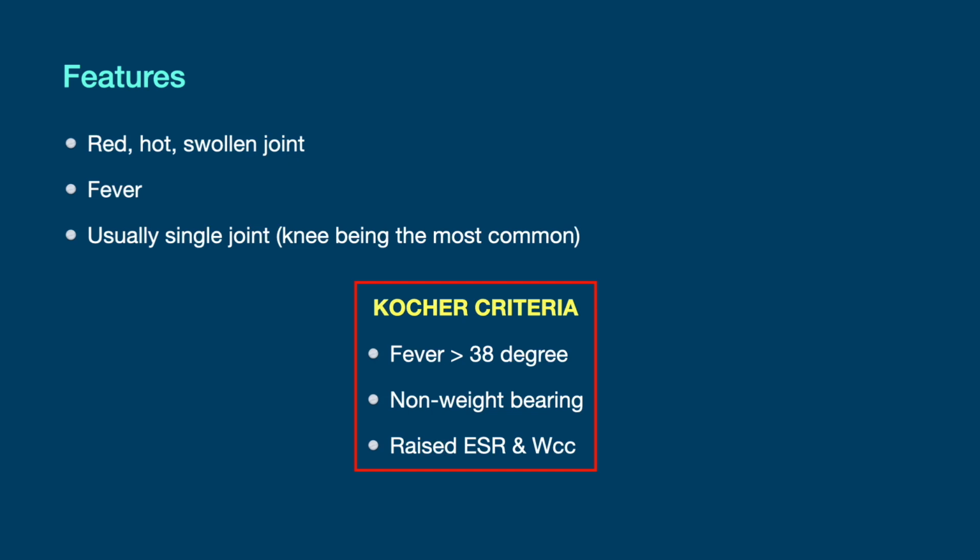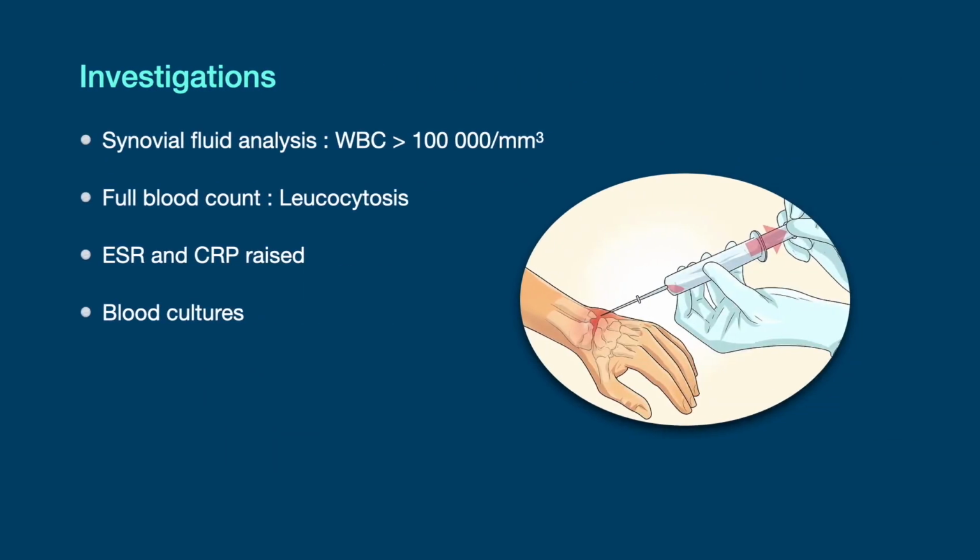We have the Kocher criteria for diagnosis of septic arthritis, which involves fever of 38 degrees Celsius and more, non-weight-bearing joints, as well as raised inflammatory markers, which are erythrocyte sedimentation rate and the white cell count. There should be a high index of suspicion of septic arthritis in a patient who presents with an acutely hot, swollen, and tender joint. Joint aspiration is done as the main mode of investigation to confirm diagnosis. It is done under sterile conditions to prevent introduction of infection.